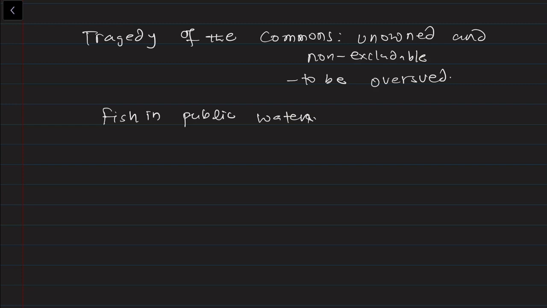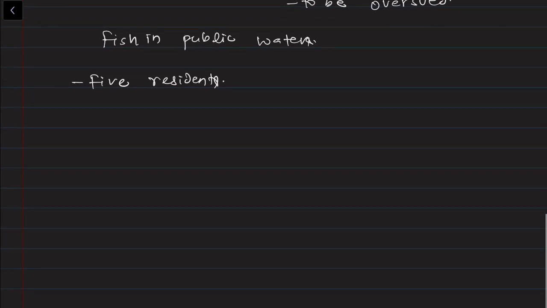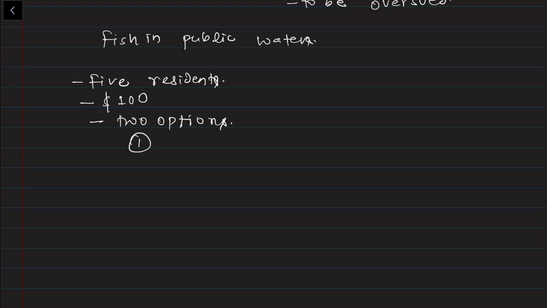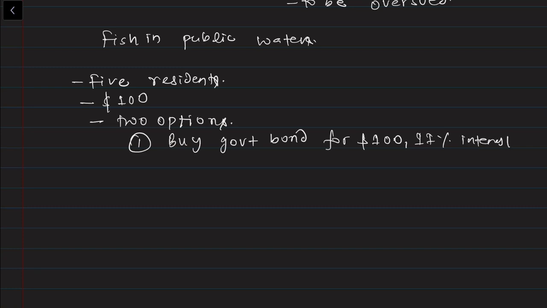Say a village has five residents, each of whom has accumulated savings of $100. And there are two investment opportunities for each villager. So there are two options. The first option is to buy a government bond for $100, and that pays 11% interest per year. So this is one option.